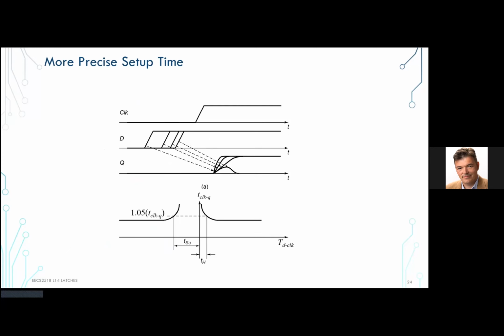The way we define setup and hold times is by looking at the increase in the plotted clock to Q delay by 5 or 10%, depending on whose library you're looking at. Let's for now take 5%, although if you take a look at TSMC's libraries nowadays, they're 10%. The same applies to both setup times and hold times. All right.